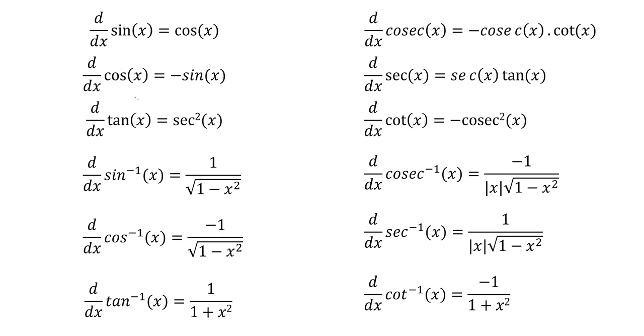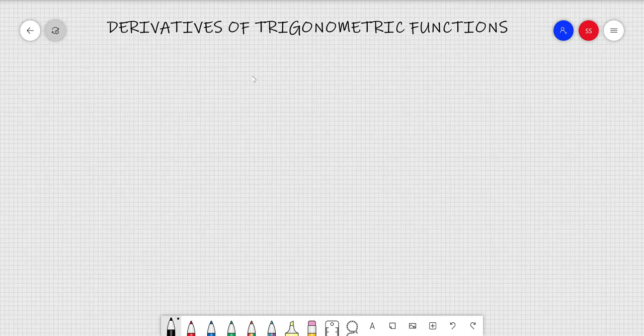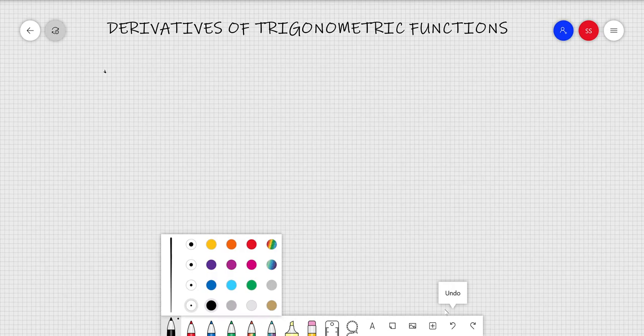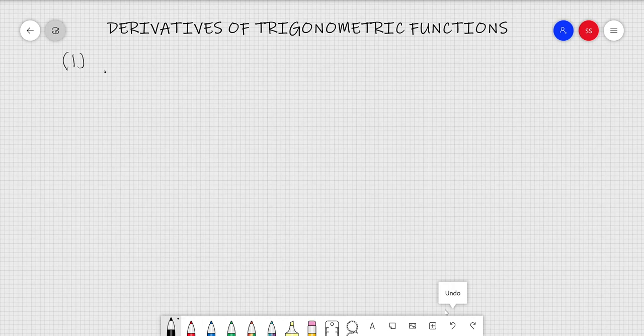So now, while solving these derivatives of trigonometric functions, we're going to use our product rule, our quotient rule, and chain rule that we looked into in our previous video. Example number 1. We have to find the derivative of function y if it's equal to sec 4x.